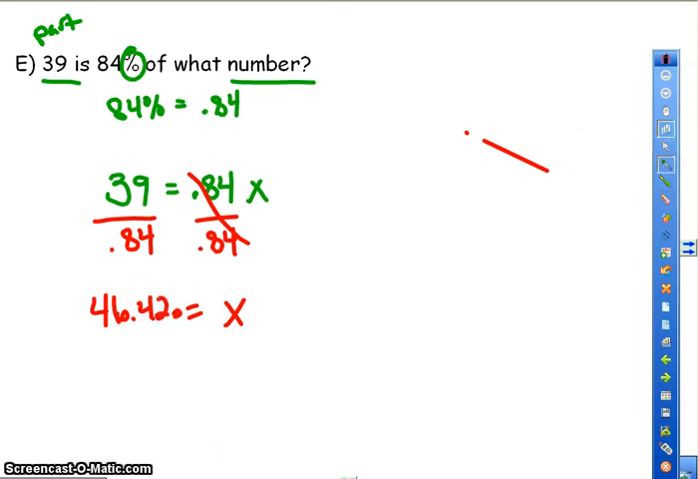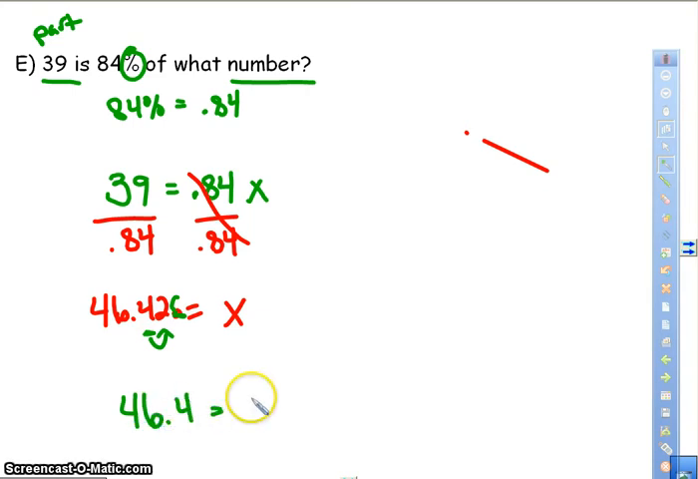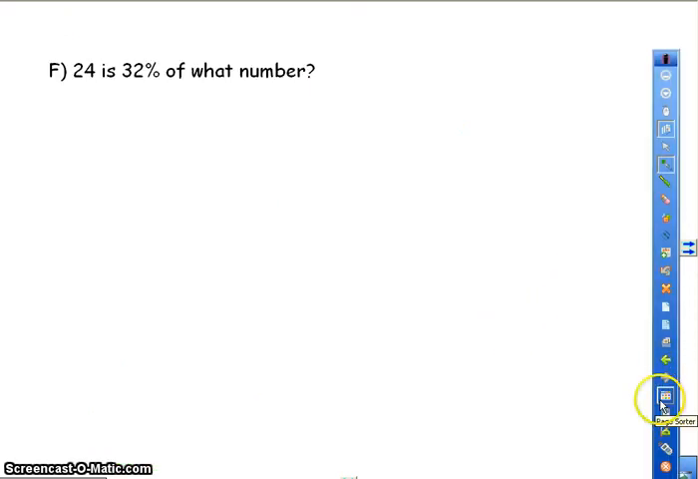Because in the directions it tells me to round to the nearest tenth, I'm going to underline the 4 and look back at the 2. I know I'm going to keep that the same, so my answer is 46.4. This is my whole, so I do not need to change this to a percent. It doesn't represent a percent, it represents an actual number. So I'm done. The only time you're moving the decimal point is when you're changing it back to a percent.